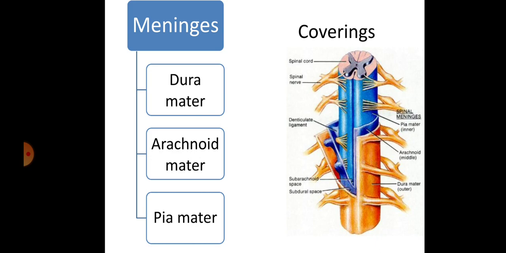First we are going to discuss the coverings of the spinal cord. All of you know the brain is covered by a membrane, the meninges. The meninges are a triple layer. The same meninges cover the spinal cord also. So the spinal cord has three coverings. The outermost covering is called the dura mater, the middle one is called the arachnoid mater, and the innermost layer is called the pia mater. The pia mater is very thin and closely adherent to the tissue of the spinal cord.